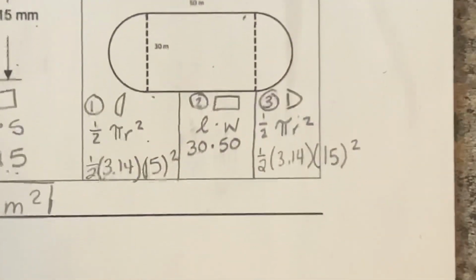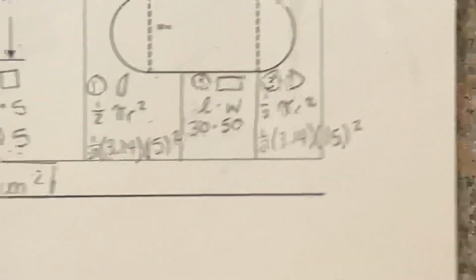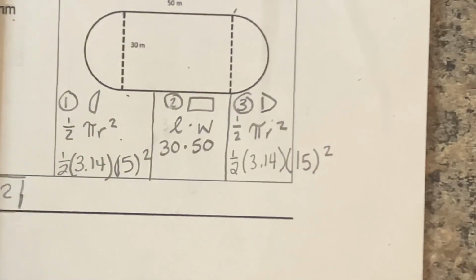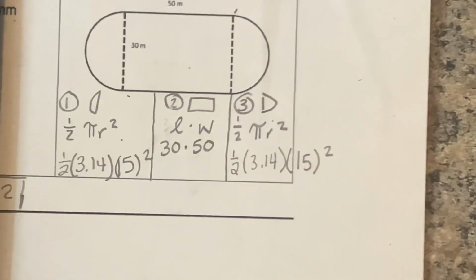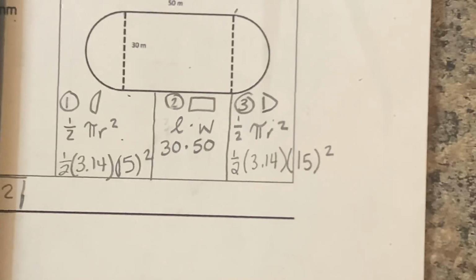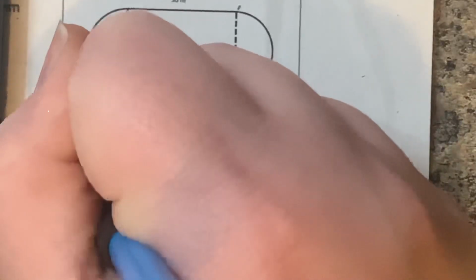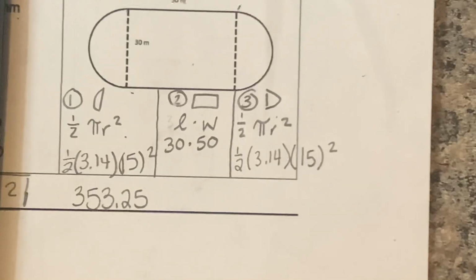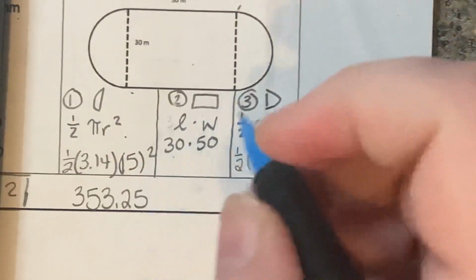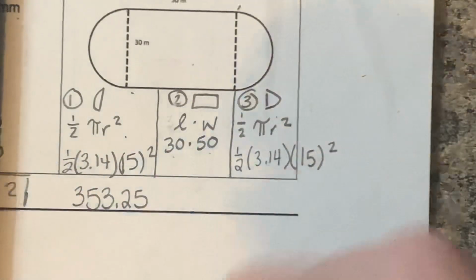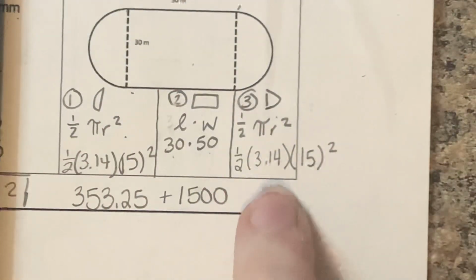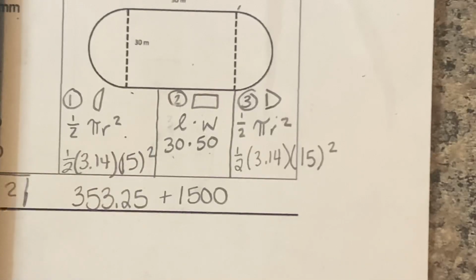All right, so now I'm going to do some quick math here. And I'm going to go ahead and do 1/2 times 3.14 times 15 squared. And I get 353.25. We're going to leave it with the decimal. Now I'm going to do 30 times 50 and get 1,500. And then I'm going to do the last one of 0.5 times 3.14 times 15 squared.